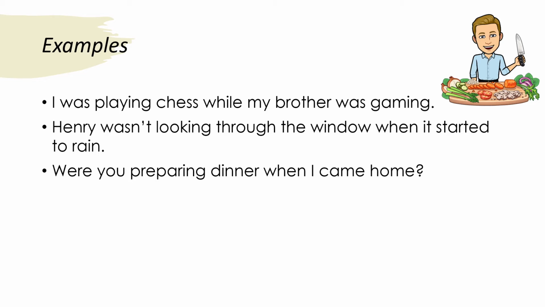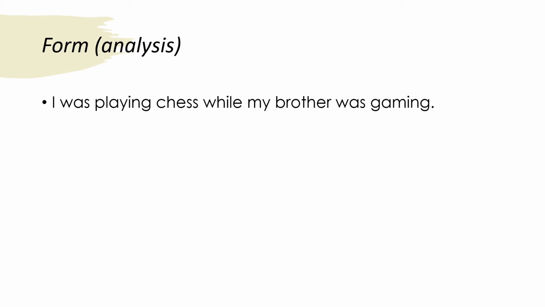To understand how we form the past continuous, we have to examine these sentences a bit further. So let's take a look at the first one. I was playing chess while my brother was gaming. For now, it is important that we focus on the verb. In this case, the verb is was playing. This means the verb consists of two verbs.